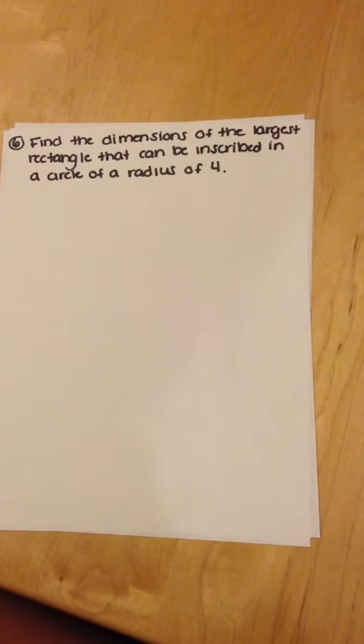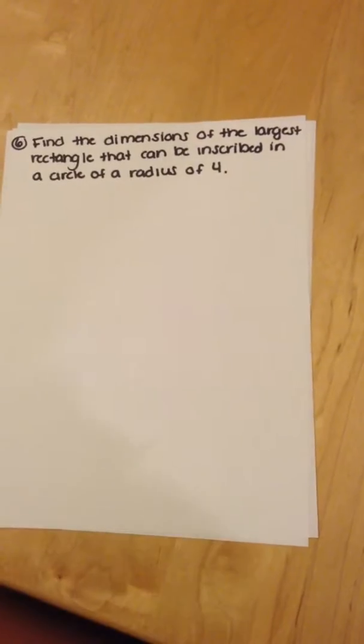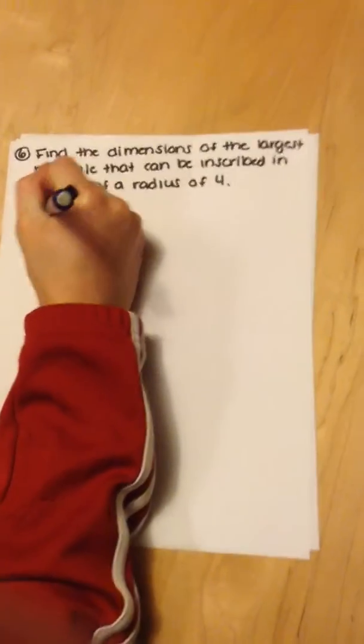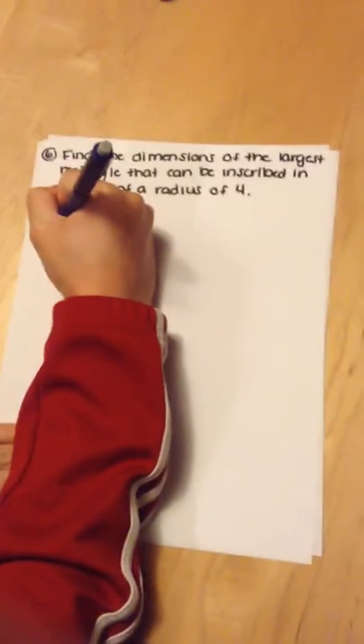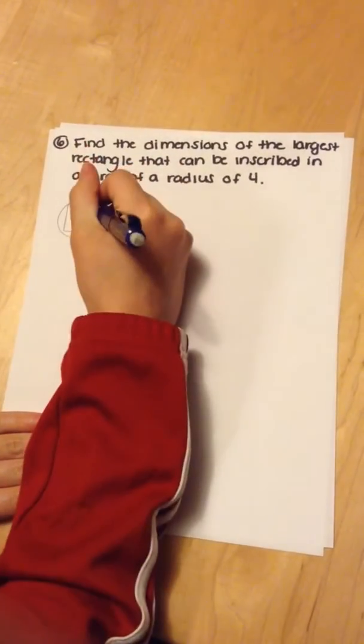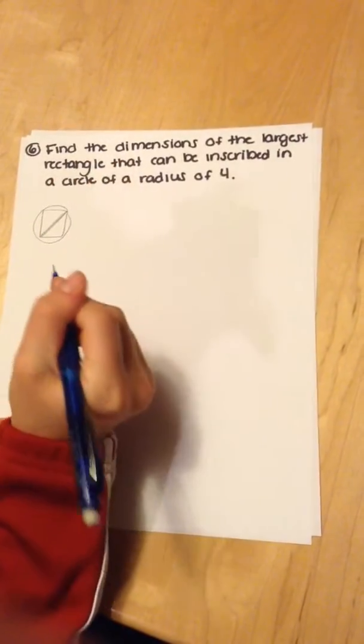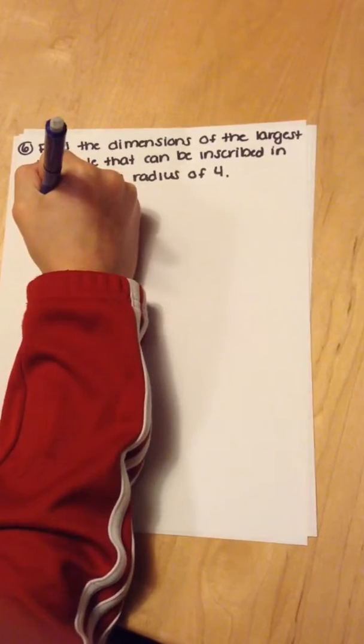Next problem, we have to find the dimensions of the largest rectangle that can be inscribed in a circle of a radius of 4. So if this is a circle, this will be the rectangle inscribed in it. And now this is the diameter of the circle. So if it's a radius of 4, this will be 8.